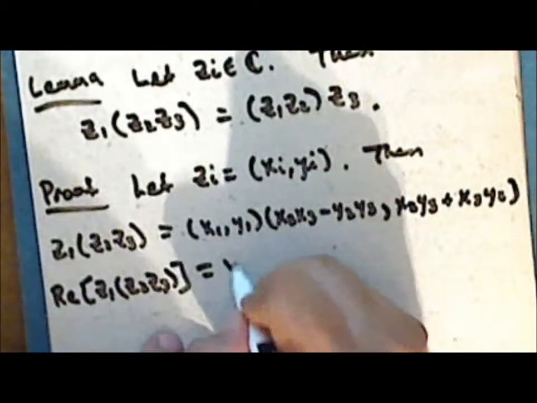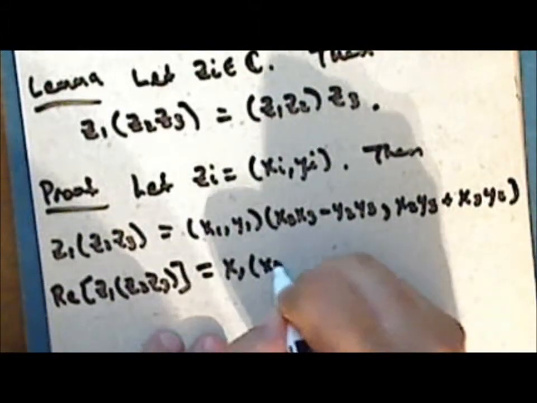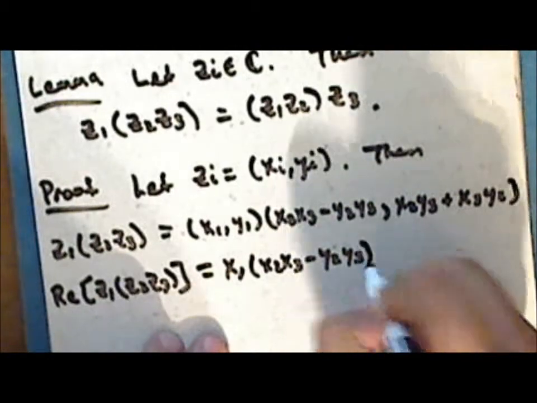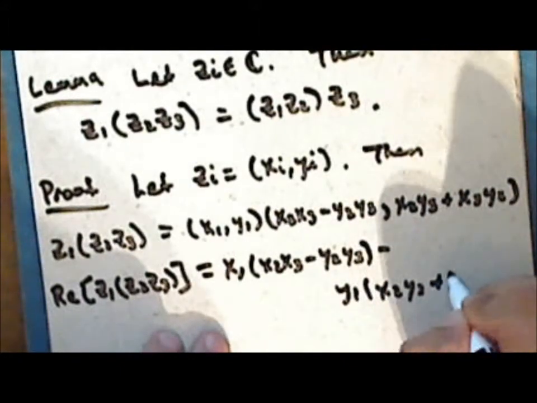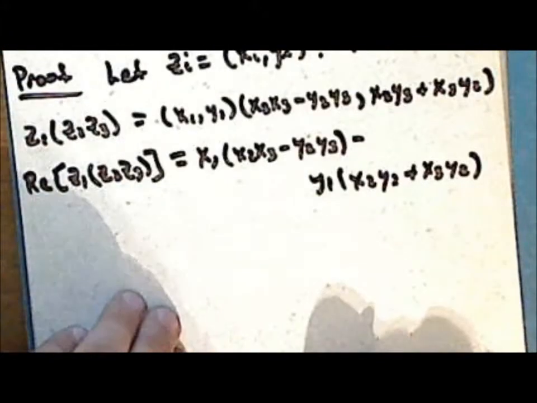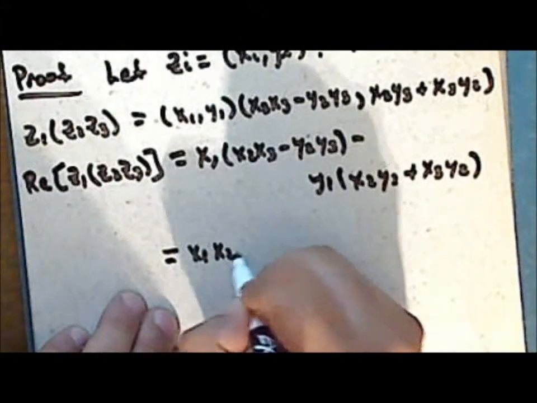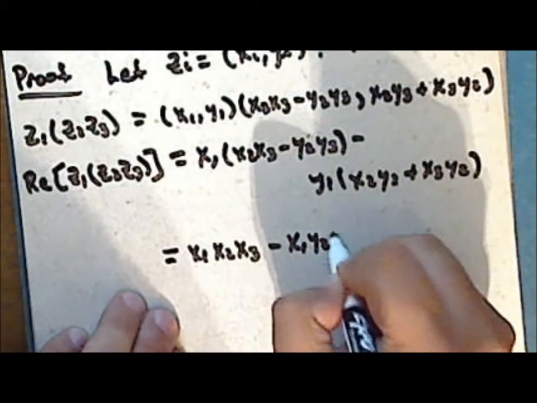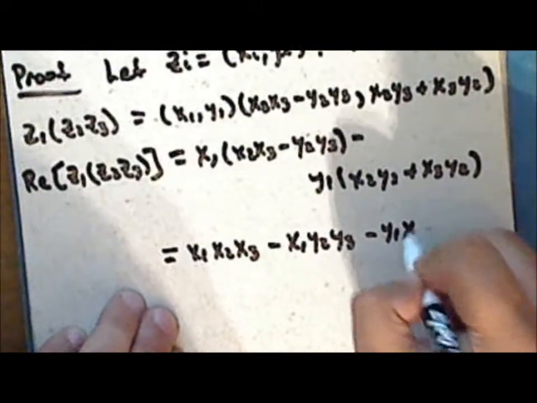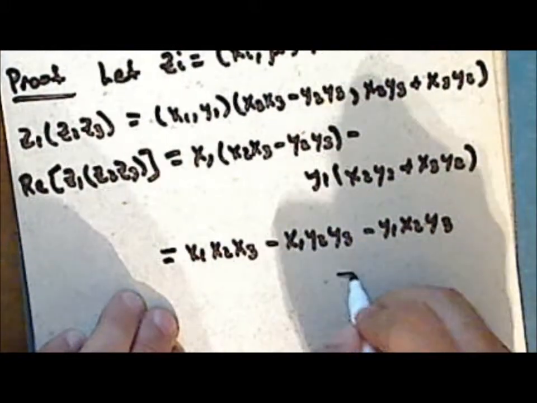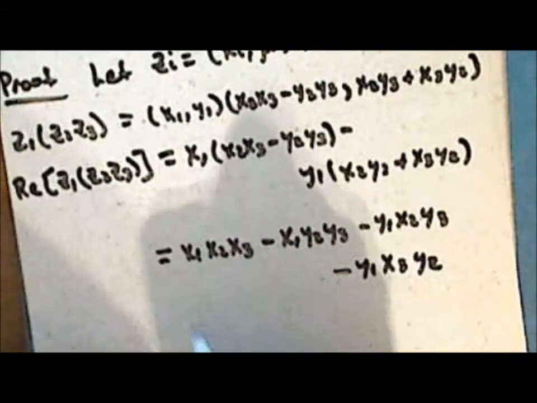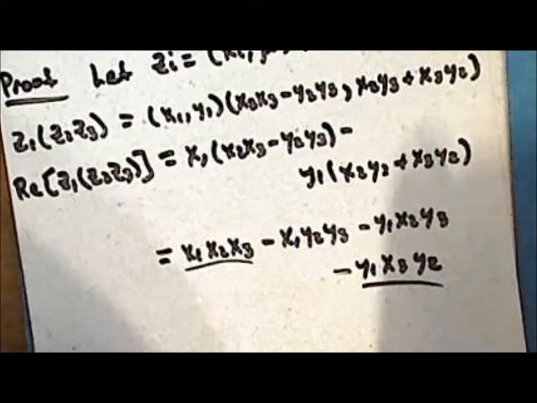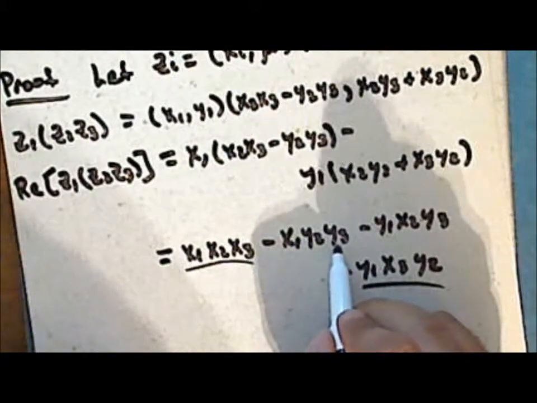is x1 times the quantity x2, x3 minus y2, y3 minus y sub 1 times the quantity x2, y3 plus x3, y2. And so we have x1 times x2 times x3 minus x1 times y2 times y3 minus y1 times x2 times y3 minus y1 times x3 times y2. So notice that the term x sub 3 appears in the first and last term, and that the number y sub 3 appears in the two inner terms, and so that's how we will group them.